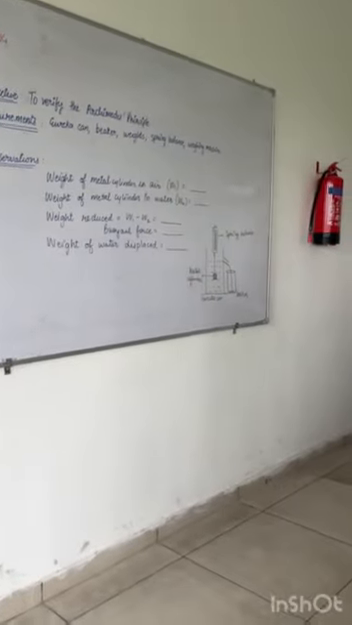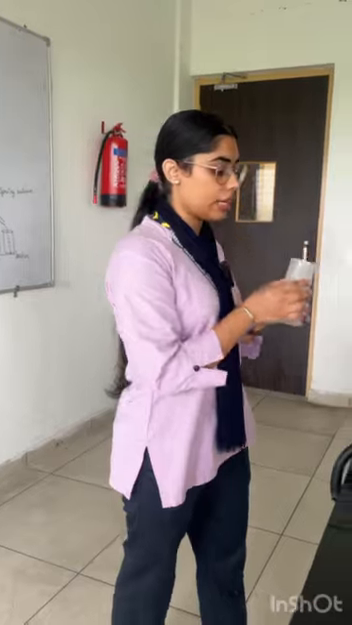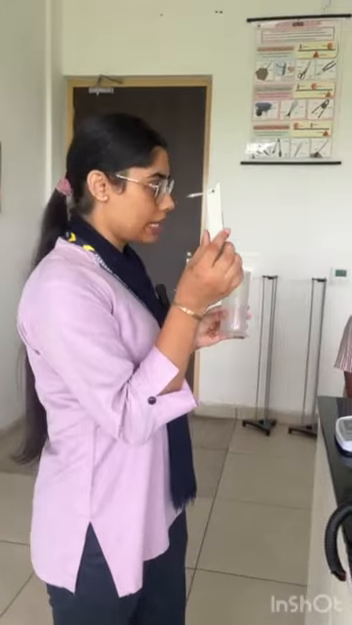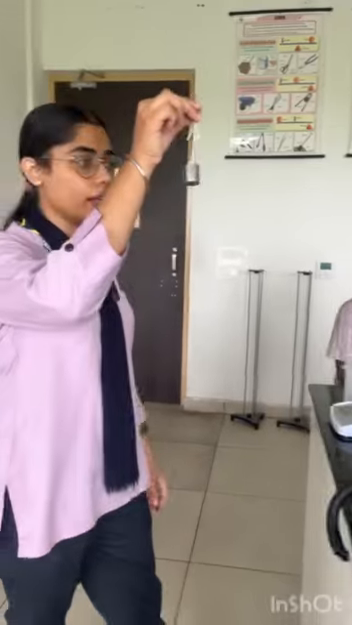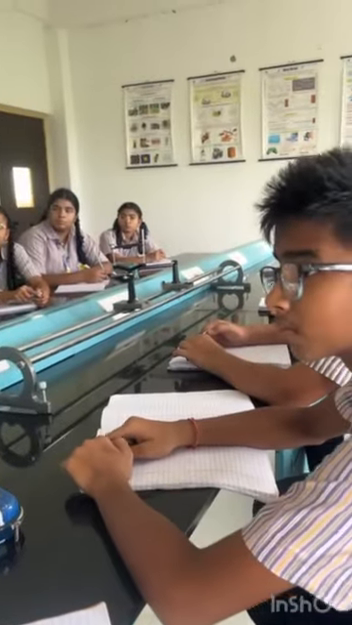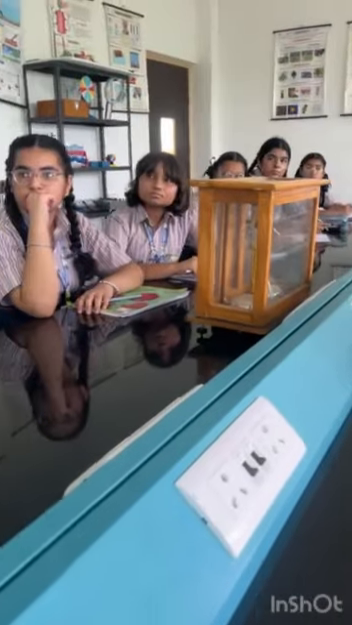We need a Eureka can. This is a Eureka can. It has this spout in it, right? Then we have a spring balance. We have a metal cylinder with which we are going to perform the practical, and a weighing sheet and a wheel, right? Now, who would like to volunteer for the practical?